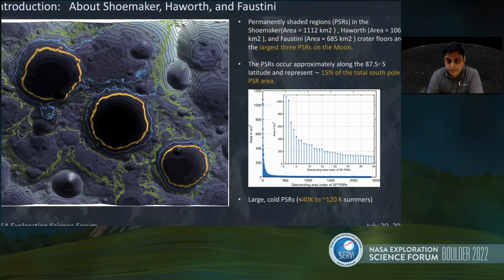Now, in this particular talk, I'm just going to focus on the three major PSRs. The reason I say they're major is because they are the largest three PSRs as far as area is concerned, and they make up about 15% of the total South Pole PSR area. The plot here shows a descending area index of the South Pole PSRs, and these three are the ones we are talking about. Why? Because they contain the largest amount of PSR area, even from the point of view of remote sensing. They also represent the area that you're going to image more often, right? So that makes them particularly interesting and useful.